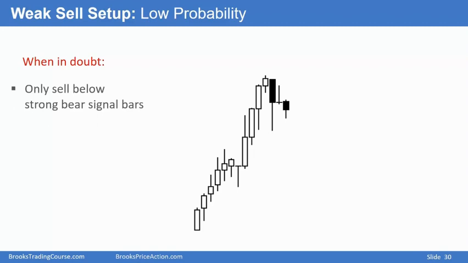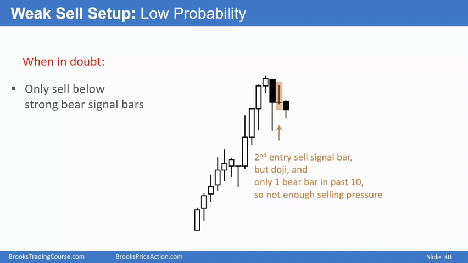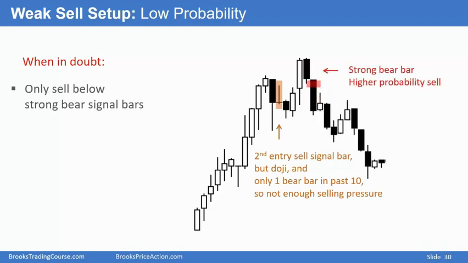If you're in doubt, it's better not to sell below weak sell signal bars like this bull bar or this doji. There's just not enough selling pressure. Only one bear bar in the past 10 bars. Chances are the best the bears get is sideways, and that will get another leg up. And we got it. And look what happened. We got the second leg up.